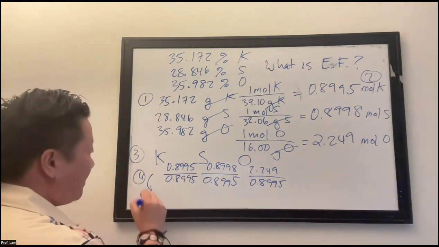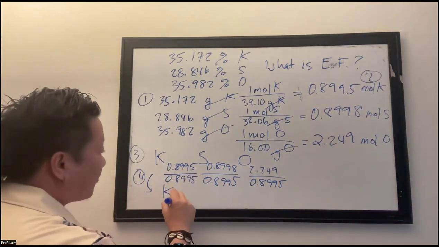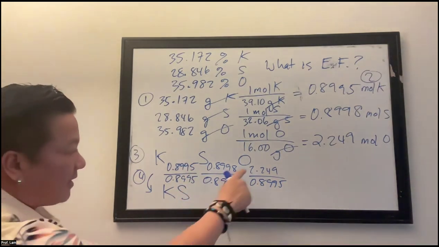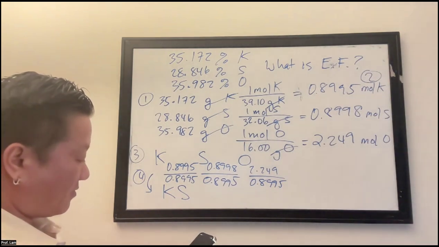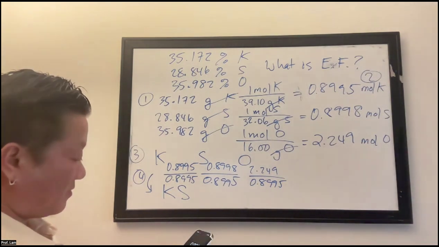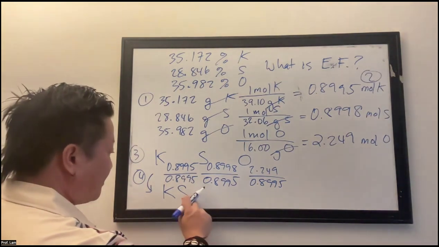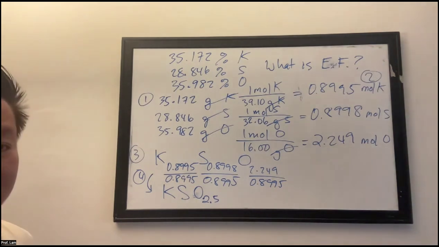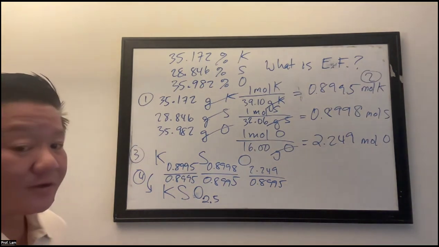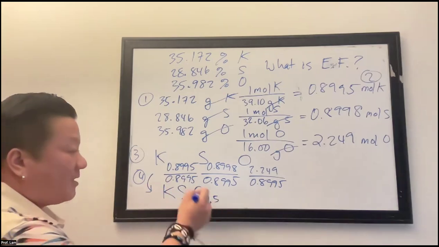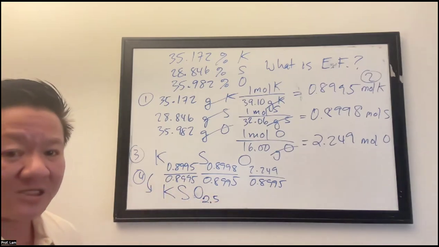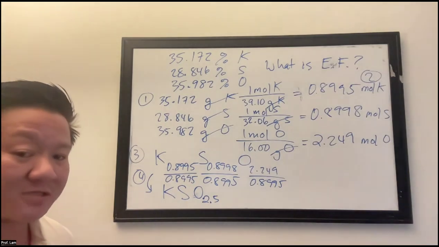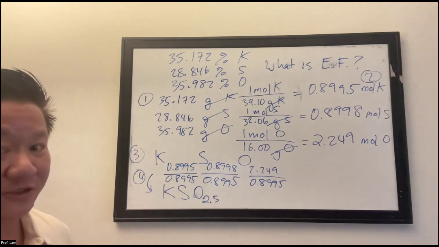And the result is, well, obviously it's going to be 1 for K and it's 1 for S as well. And then let's see for oxygen. Oxygen is 2.5. Okay, so at this point, we're still not done because again, formula should not be in decimal, right? And so that's why step 5 says, if you still have a decimal, you're going to multiply by the smallest factor until you get to a whole number.